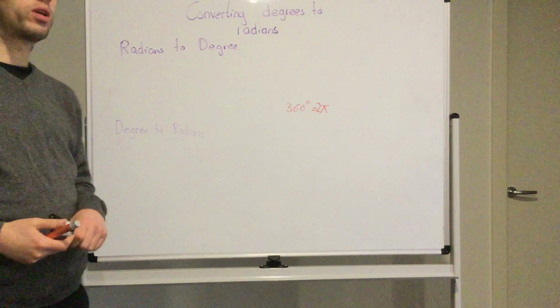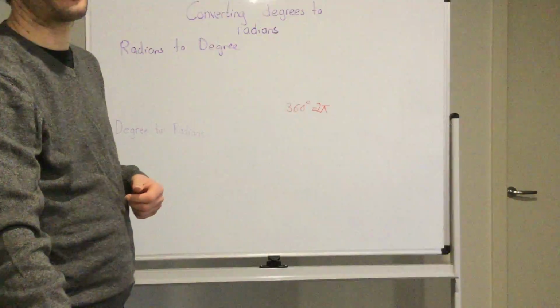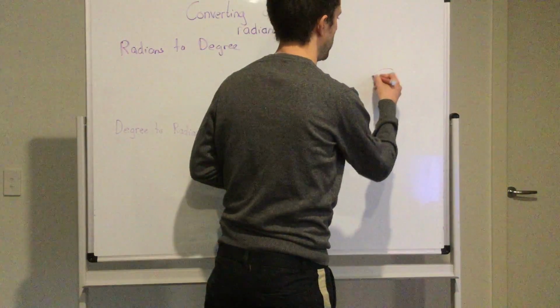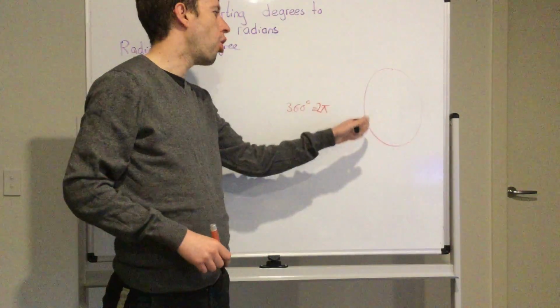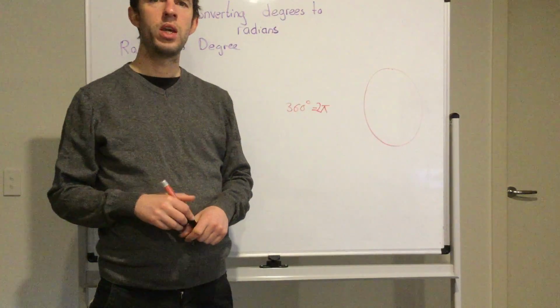So we are going to be looking at converting degrees to radians. Now the first thing I think about when I'm talking about degrees is a circle. The angles start at 0 and go the whole way around a circle, which we know is 360 degrees.